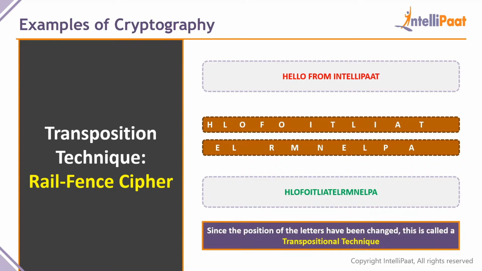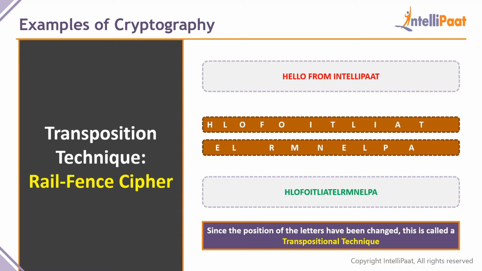This particular algorithm is called a transposition technique because you're not exactly substituting anything over here. The letters are the same as in the original string, but they just have been jumbled up. Since the positions of the letters have been changed, this is called a transposition technique. The original letters have not been changed, only the positions have been changed. So this is what a rail fence cipher is.